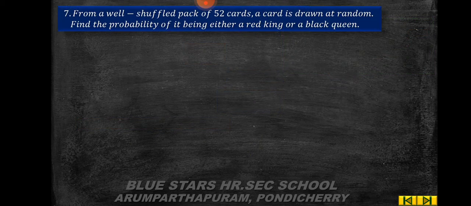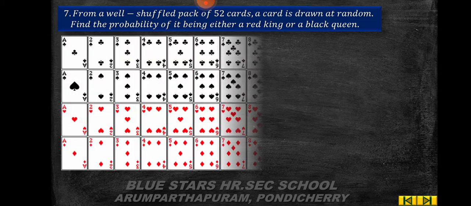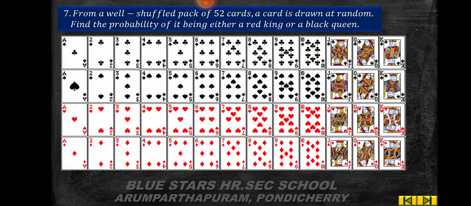Problem number 7. From a well shuffled pack of 52 cards, a card is drawn at random. Find the probability of it being either a red king or a black queen. So we know the total number of cards is 52. That is n(S) is equal to 52.